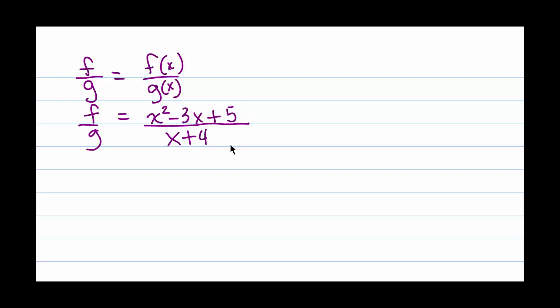For my domain here, I do have a fraction this time, so I know that x cannot be negative 4. So for my domain, I have from negative infinity to negative 4, and then from negative 4 to infinity.